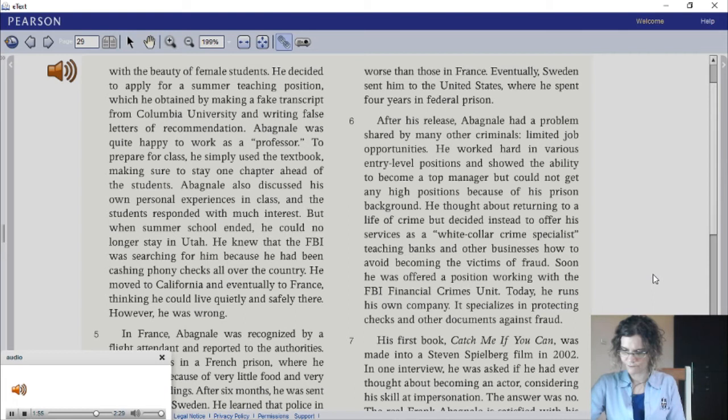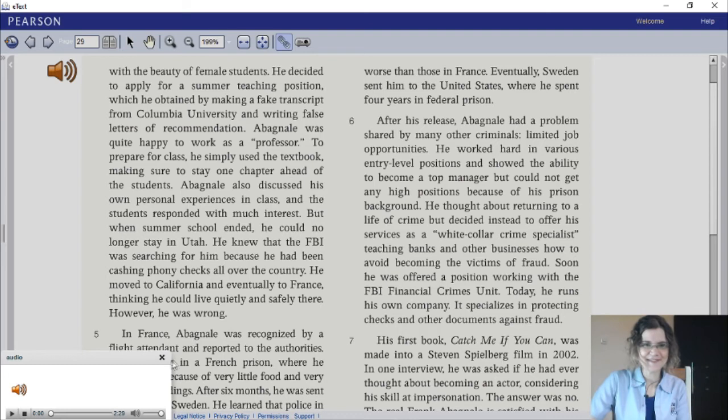Soon he was offered a position working with the FBI Financial Crimes Unit. Today, he runs his own company. It specializes in protecting checks and other documents against fraud. His first book, Catch Me If You Can, was made into a Steven Spielberg film in 2002. In one interview, he was asked if he had ever thought about becoming an actor, considering his skill at impersonation. The answer was no. The real Frank Abagnale is satisfied with his real life as a company owner and family man.